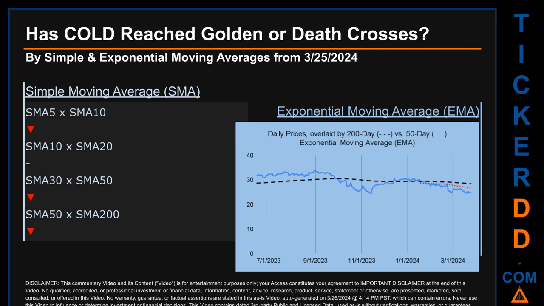Has COLD price reached golden or death crosses? Golden cross and death cross are basic signals that compare average prices across two specified trade day ranges, a short-term versus a long-term range.